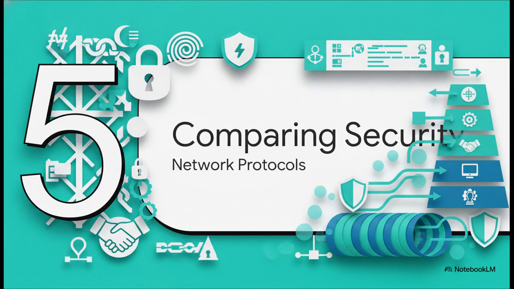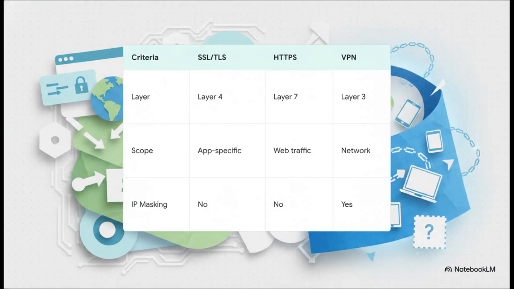Comparing security layers across network protocols. Now that we know how that secure handshake worked, let's compare how different protocols apply these protections. HTTPS operates up at the application layer, that's layer 7. It's awesome for protecting your web passwords, but it's limited just to web browser traffic, and it definitely doesn't hide your IP address. A VPN, on the other hand, operates much deeper, down at the network layer, or layer 3.